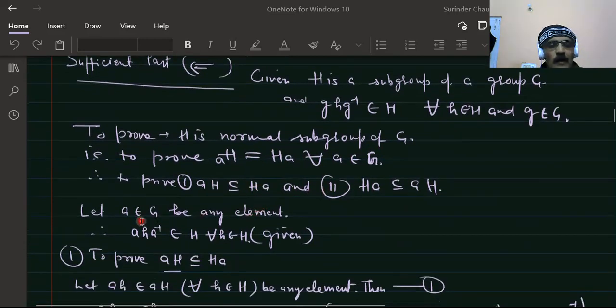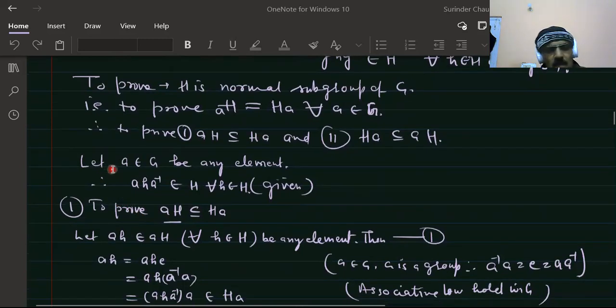So the first part. Let a belongs to G be an element. And given is, if a belongs to G is an element, then a h a inverse belongs to H for all h belongs to H. This is given. To prove is aH is a subset of Ha. So now take an element from aH. Let ah belongs to aH for all h belongs to H, any element. Then ah can be written as a h into e.